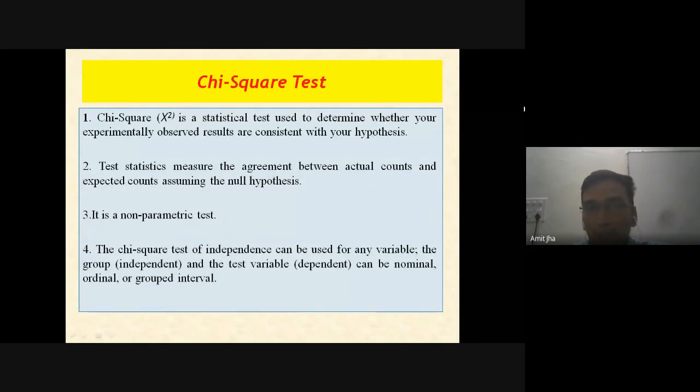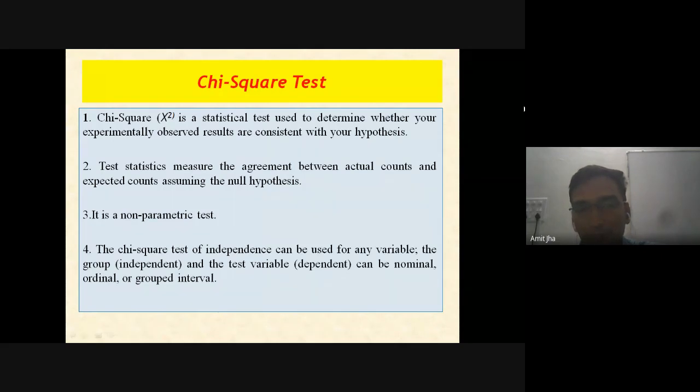But if we have to go for testing some distributions, then what test will we be using? For that, the chi-square test is used. The chi-square test is a statistical test which is used to determine whether your experimentally observed results are consistent with your hypothesis or not, meaning actual counts versus expected counts, and it is a non-parametric test.